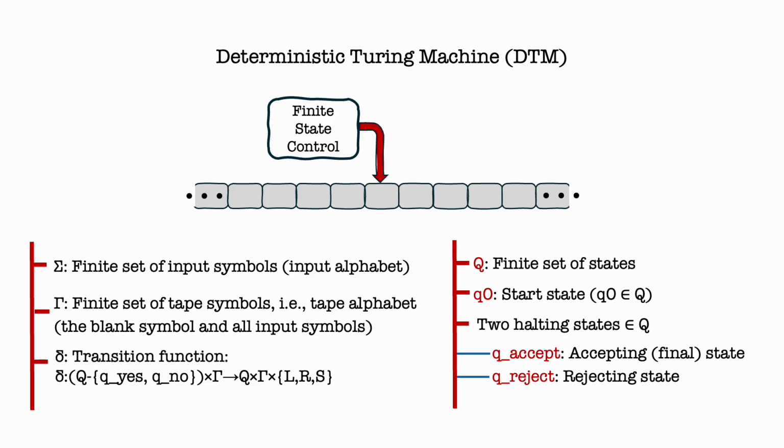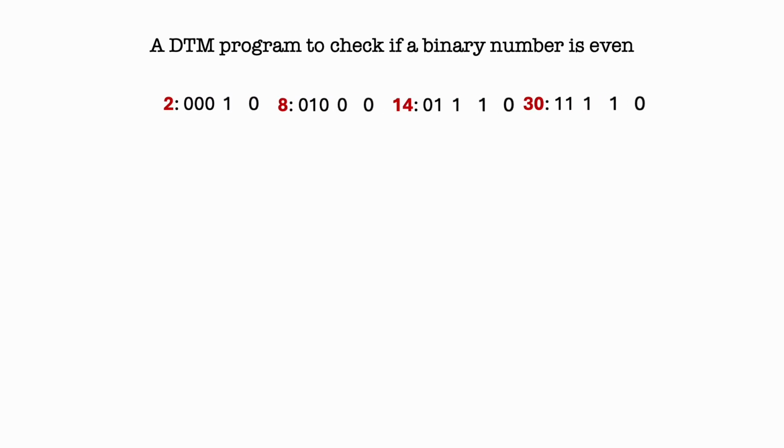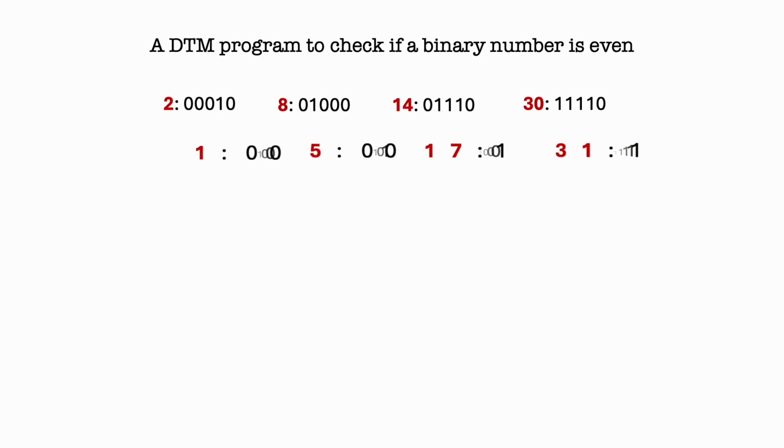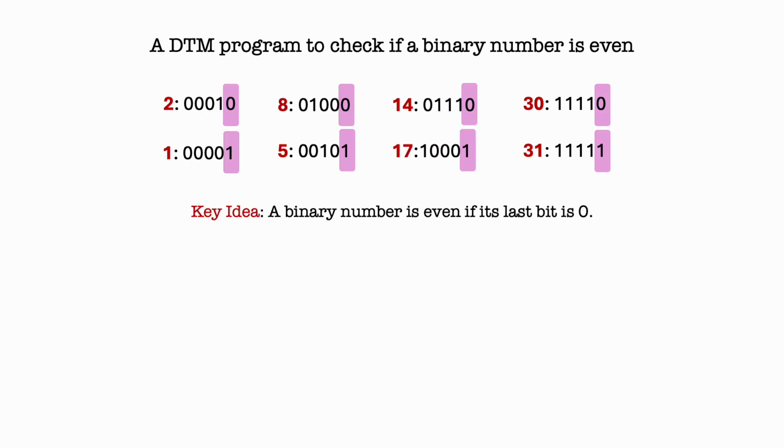Left is represented by L, right by R, and stay by S. To demonstrate the working of a Turing machine, we write a DTM program to check if a binary number is even. First, we list a few even numbers along with their binary representations, and then a few odd numbers. From this, we can observe that for even numbers, the rightmost bit is 0, and for odd numbers, the rightmost bit is 1. The key idea is that a binary number is even if its last bit is 0.